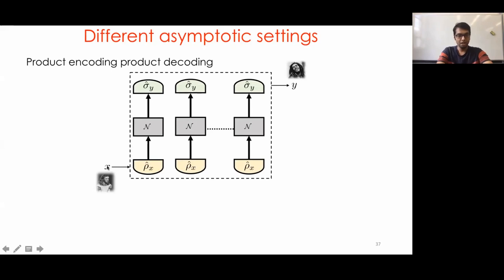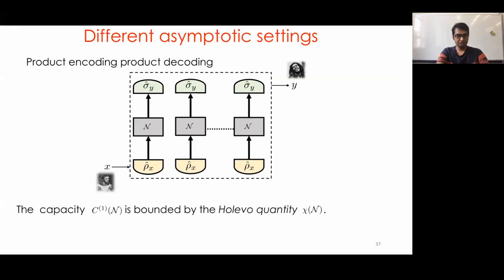Now, to talk about the capacity, which is the maximum amount of information possible to transmit over many uses of a channel, per channel use. It's a long description, but it's basically a quantification of how much information is possible to transmit through a given channel. This definition of capacity is not unique because it depends on different asymptotic settings. For example, one can have a naive strategy of product encoding and product decoding, where for many uses of identical channels, Alice encodes her classical bits in a product state and Bob performs product measurement at the output. The capacity thus obtained is called the one-shot capacity, and it is bounded by the Holevo quantity.